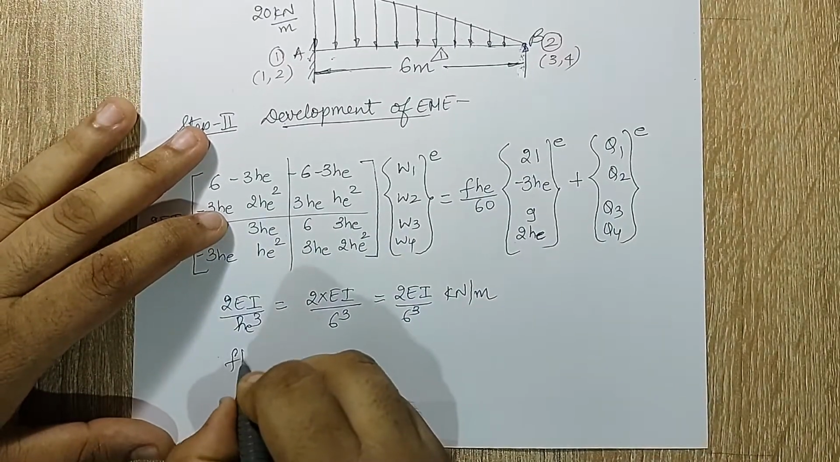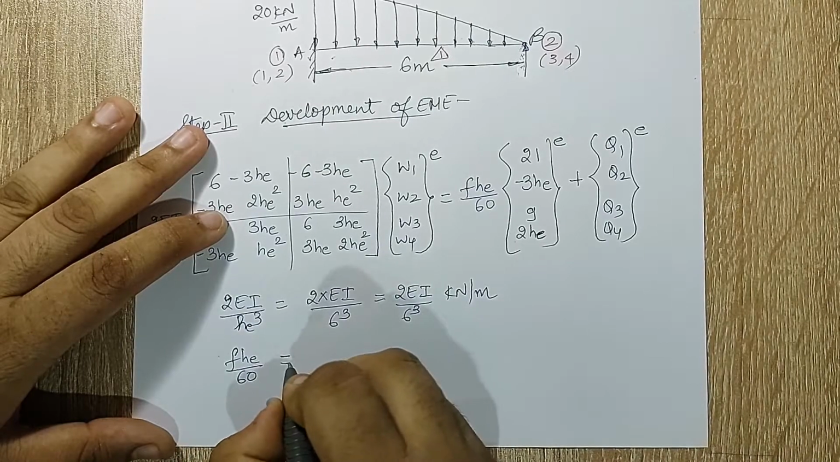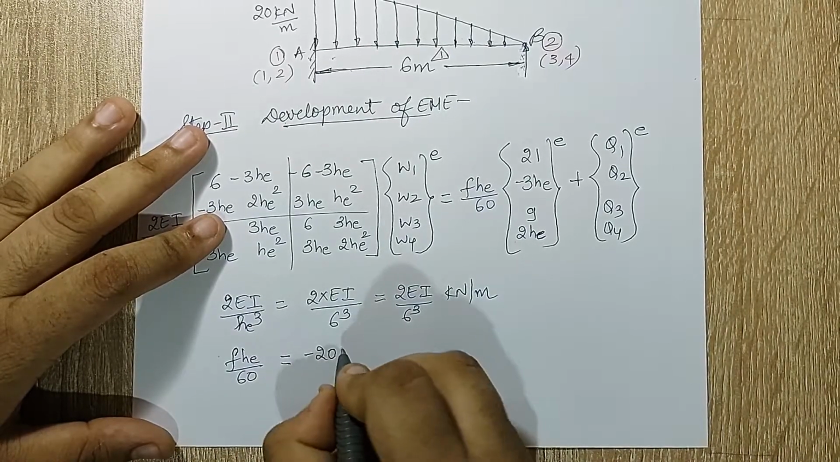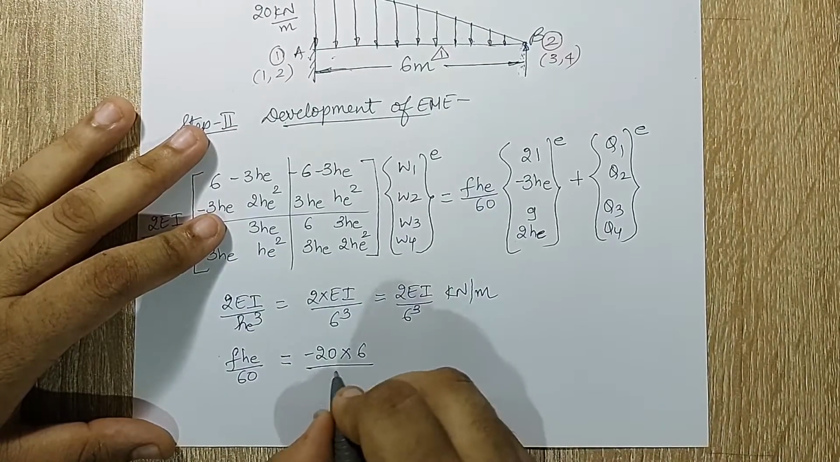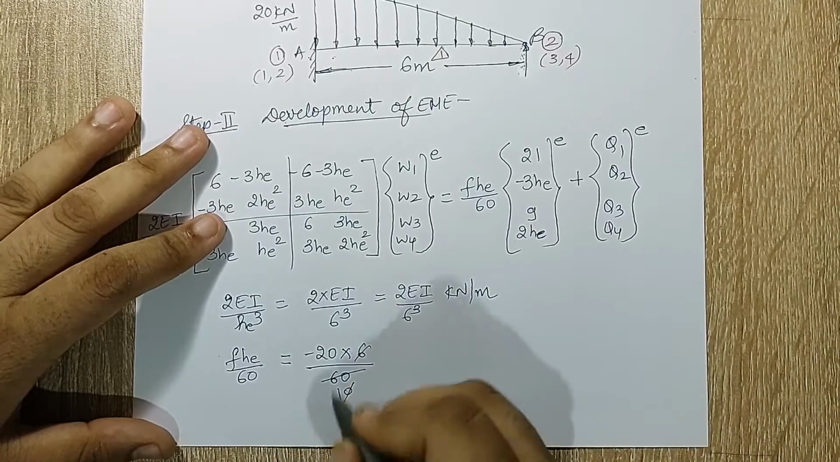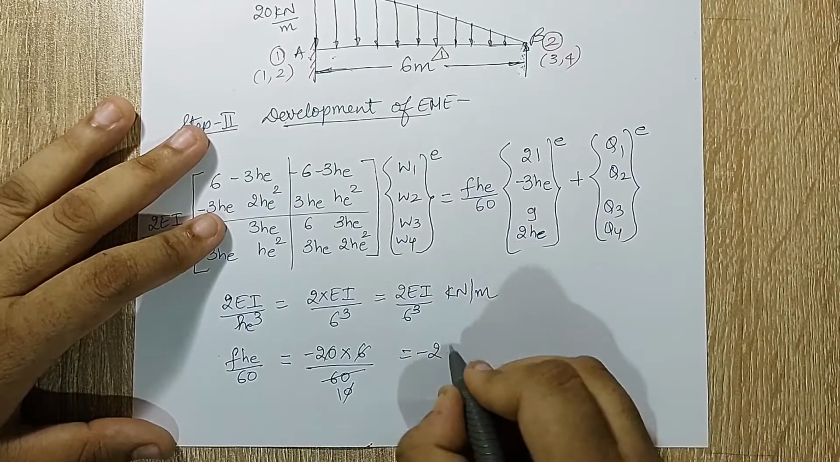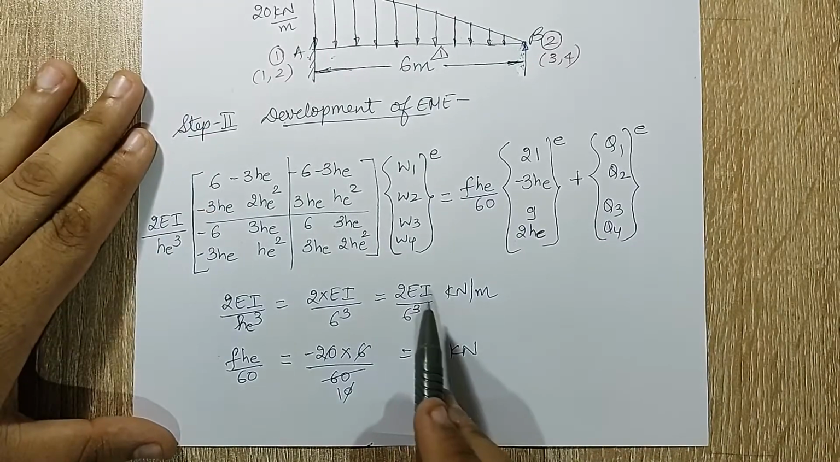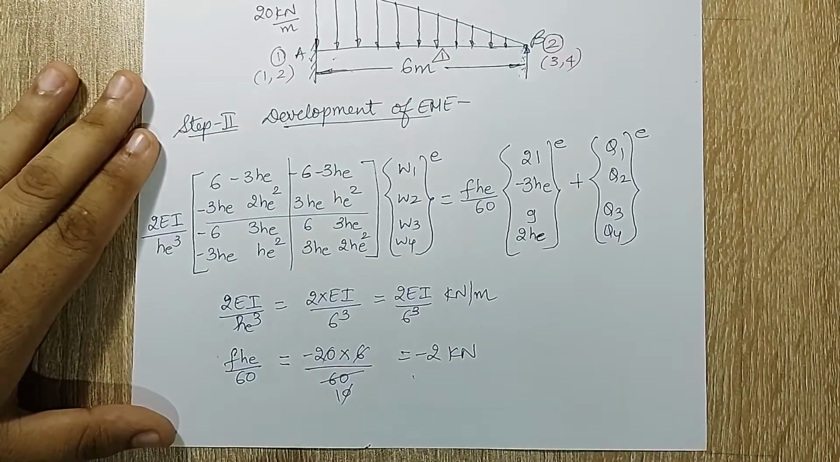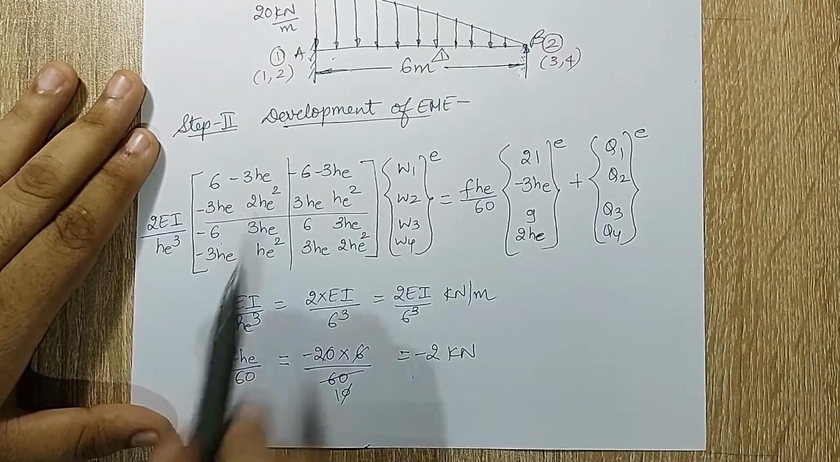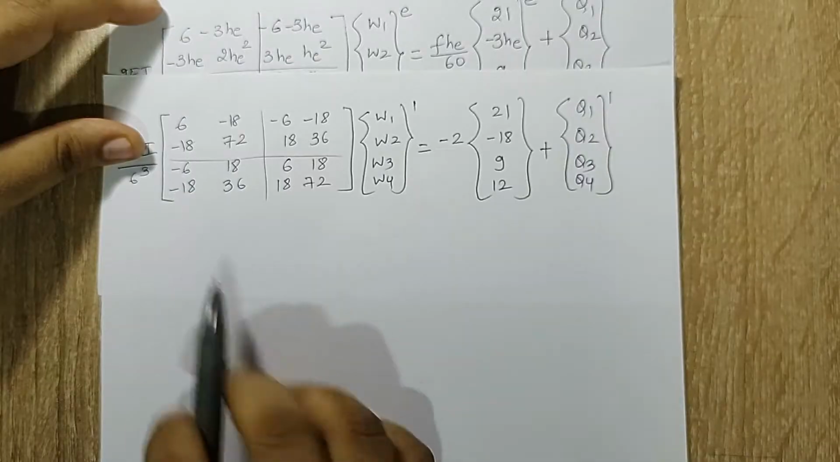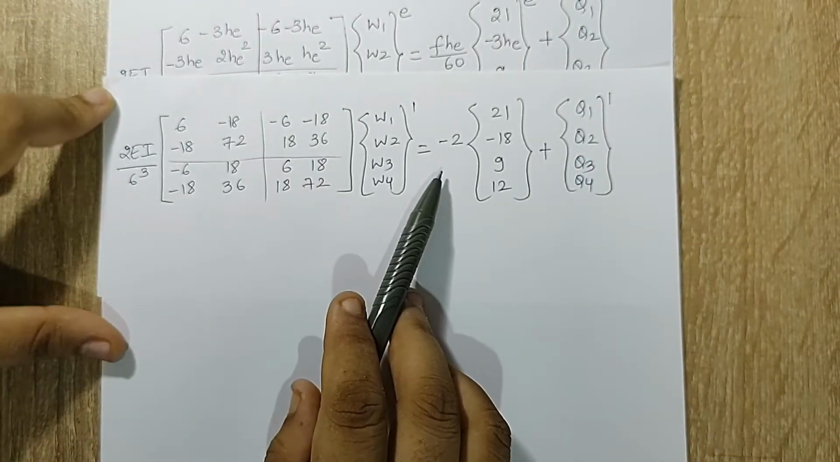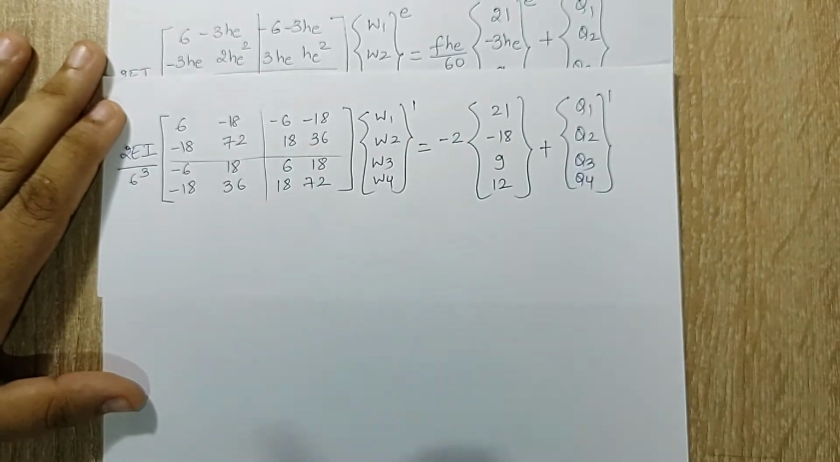Next I'll calculate FHE upon 60. The value of F will be minus 20. HE is 6 and this is 60. So this makes it 10 and the answer is minus 2 kilonewton. Now I'll substitute these two values in this equation. Also I'll substitute the value of HE over here, which is 6 meter. So this is what I obtained by substituting these two values and also the value of HE.